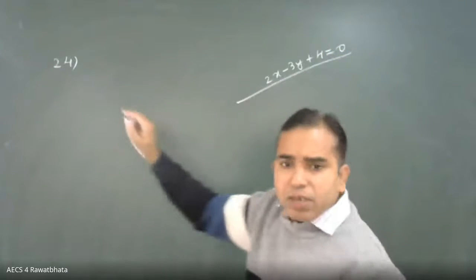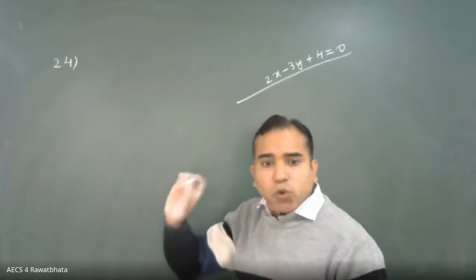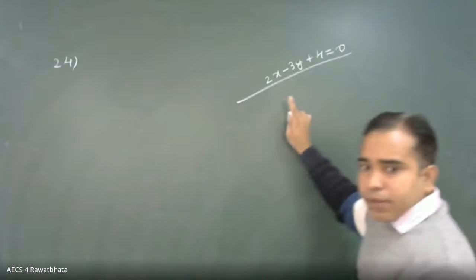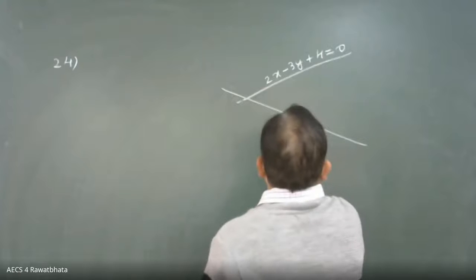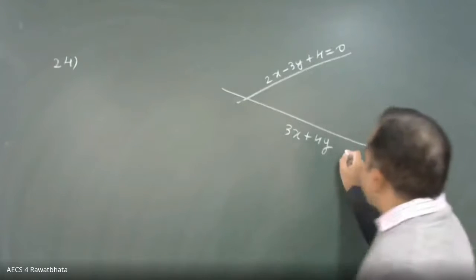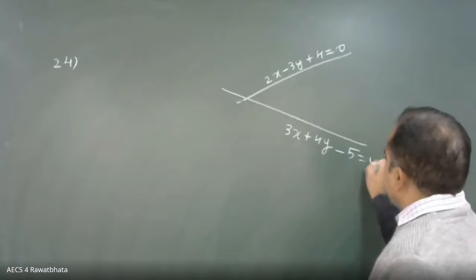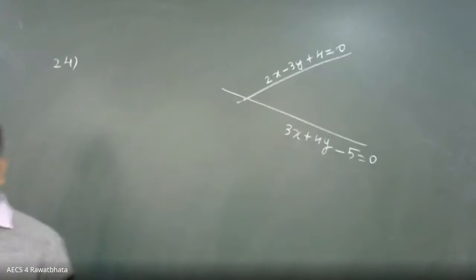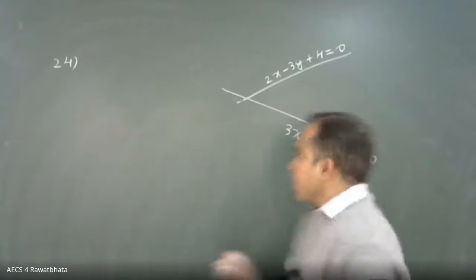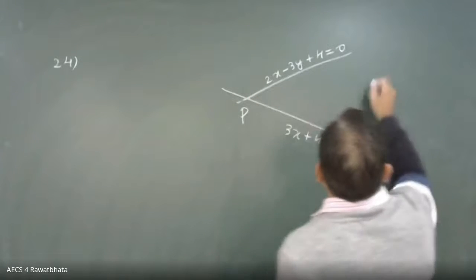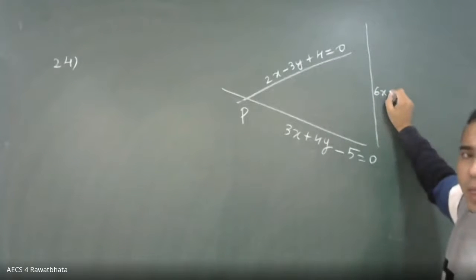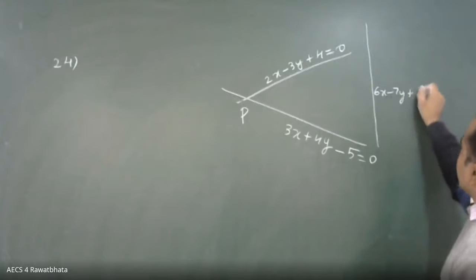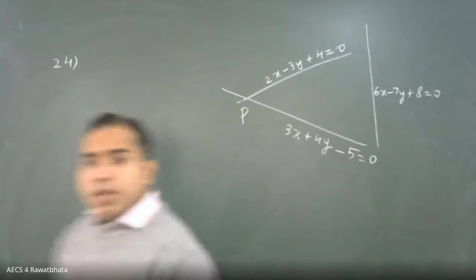Okay. So there is a person who is standing at the crossing of these two roads, right? Yes. What is the other equation? 3x plus 4y minus 5 equal to 0. Yes. So the person is standing here and he wants to reach the path whose equation is 6x plus 8 equal to 0, in the least time.